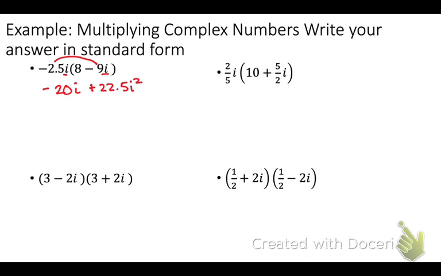Negative 1. So this is 22.5 times i squared, so it's 22.5 times what? Negative 1. So it makes it just negative, doesn't it? Okay, can I leave my answer as negative 20i minus 22.5? Nope. So it's going to be negative 22.5 minus 20i.